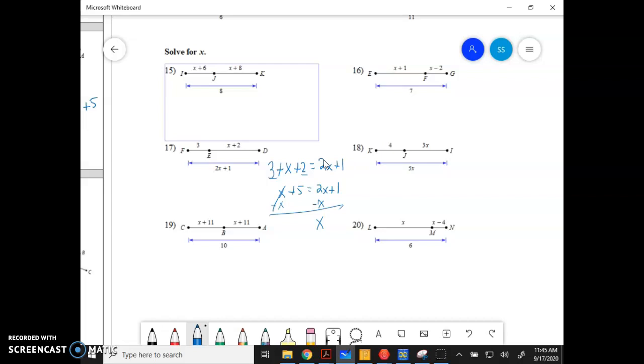So let's drop everything down. I got 5 is equal to x plus 1. And I want to get x by itself, so I just subtract 1 on both sides. And I'm left with 4 is equal to x. So that looks pretty easy there.